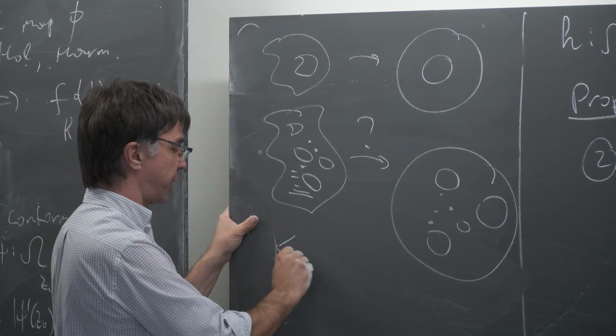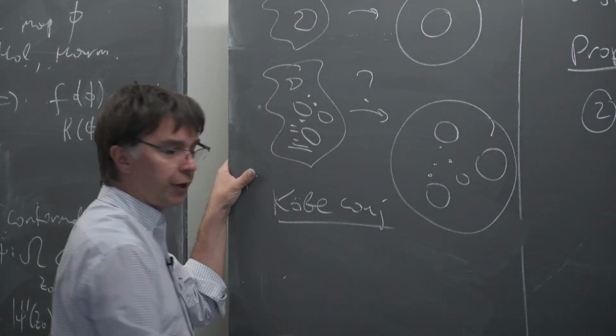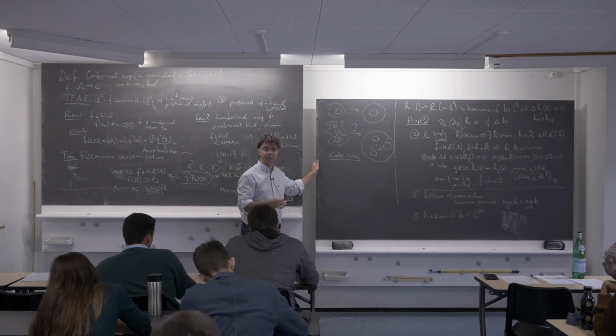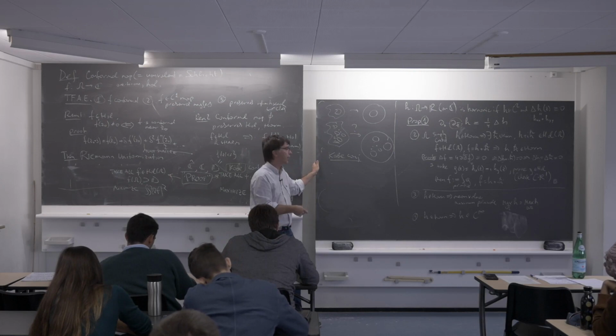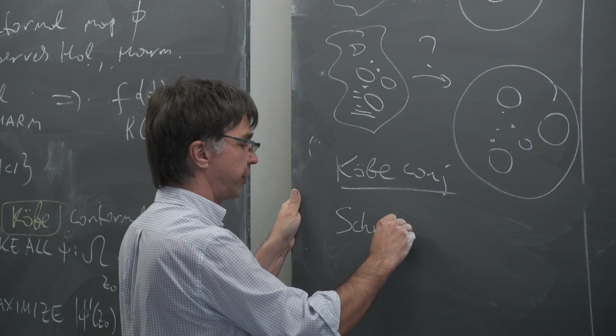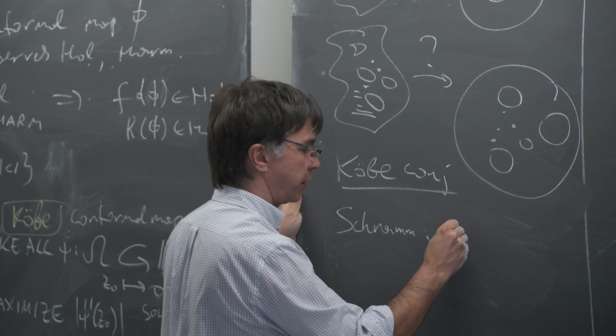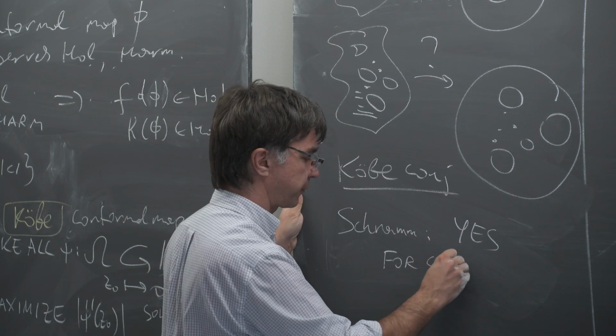This is called the Koebe conjecture. And the really interesting thing is that the best known result is due to Schramm, whom I mentioned, though it's a completely different Schramm part. So Schramm, that Schramm, he did it, yes, for countably many holes.